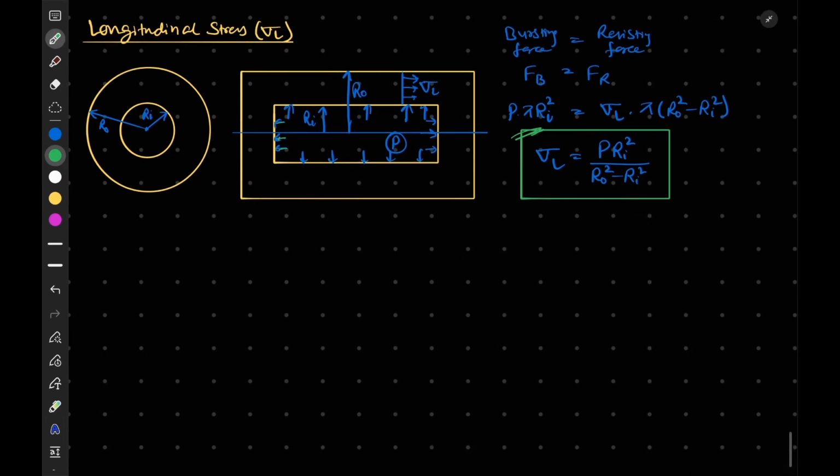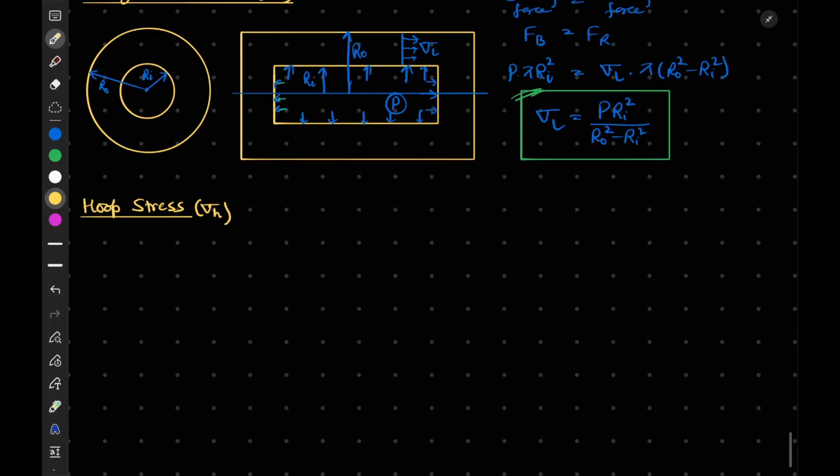Now let's talk about the second type of stress, that is the hoop stress, or circumferential stress, also written as sigma h. This hoop stress and radial stress, which we will be studying after this, are both given using Lame's equation, also known as Lame's theorem.